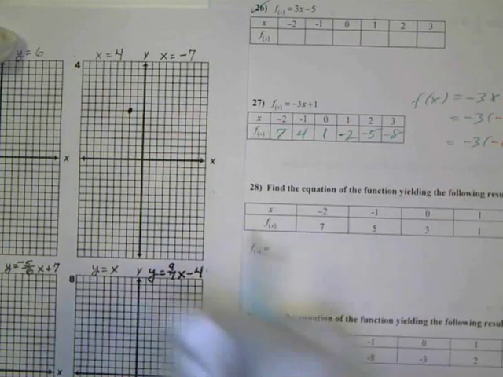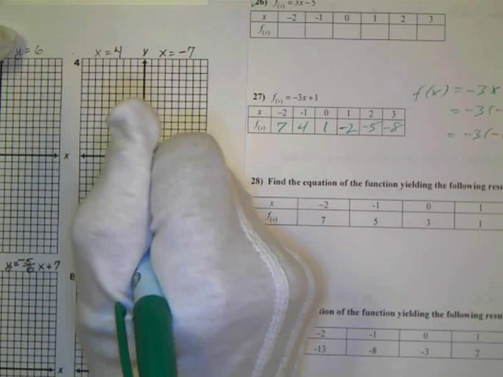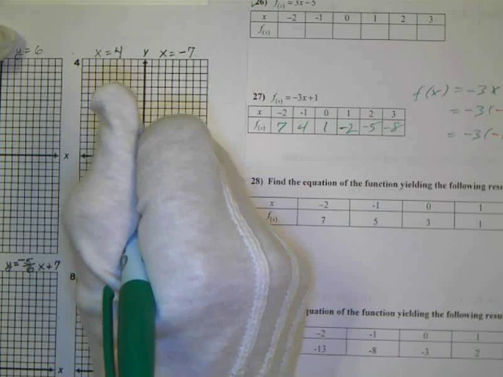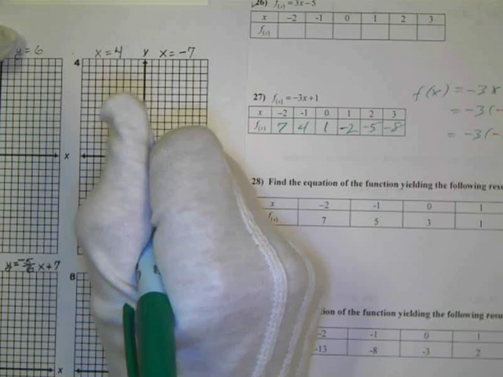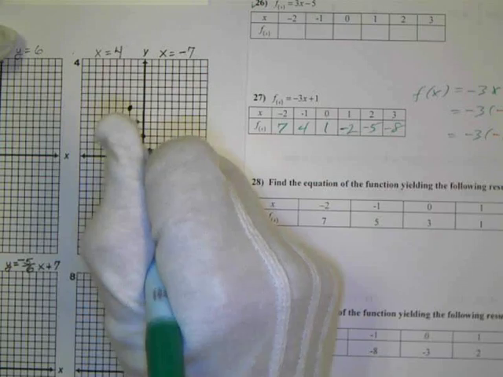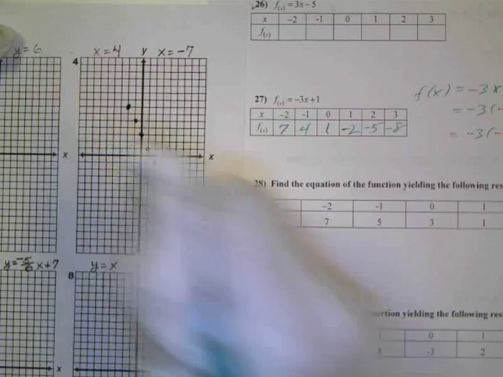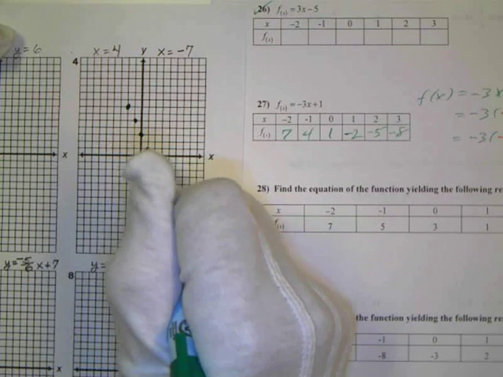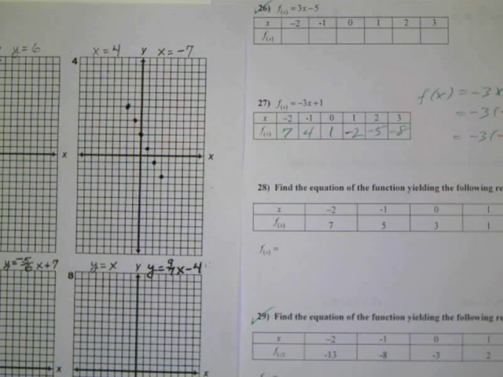And then when x is negative 1, y is 5. 1, 2, 3, 4, 5. And then when x is 0, y is 3. And then when x is 1, y is 1. And then when x is 2, y is negative 1. And then when x is 3, y is negative 3. And you see that we got a straight line, don't we? It's going right down. You can connect it, but it's a straight line.